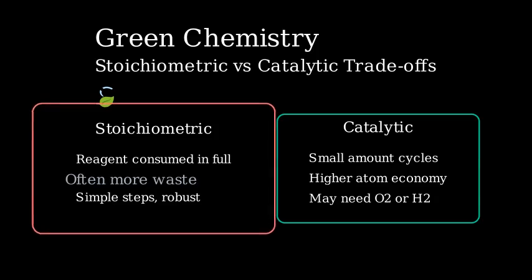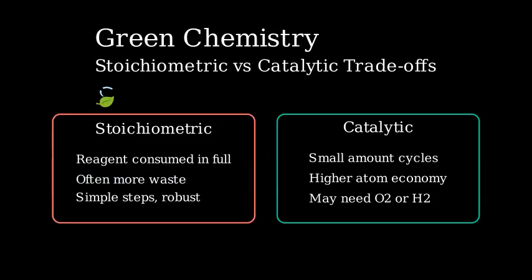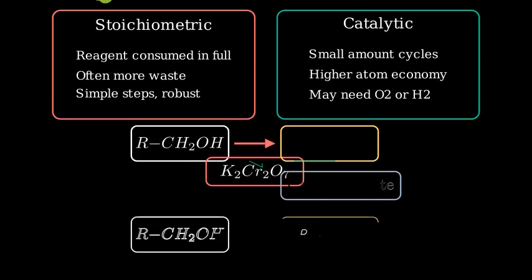A stoichiometric route uses a reagent in one-to-one proportion with the substrate and makes equivalent waste. A catalytic route uses a tiny amount of catalyst, which turns over many times, and is ideally regenerated by a green oxidant like oxygen. Let us compare a concrete reaction: oxidation of a primary alcohol to an aldehyde.